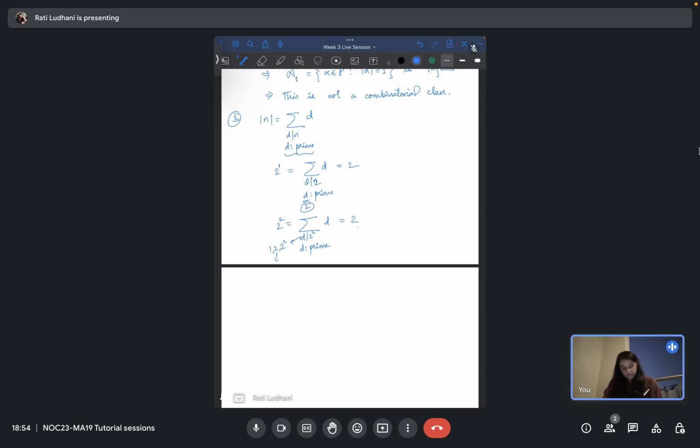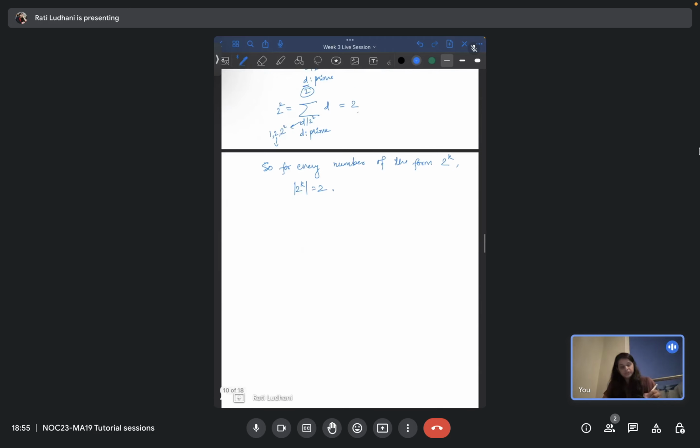So for every number of the form 2 raised to power k, the size is going to be 2. So now how many numbers do you have? These are k, could be anything.